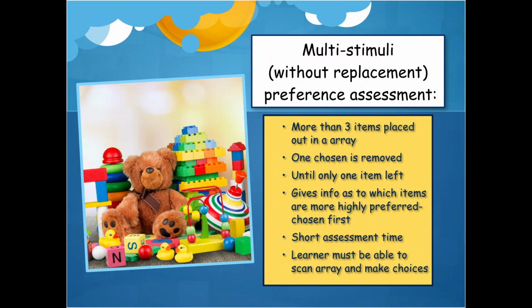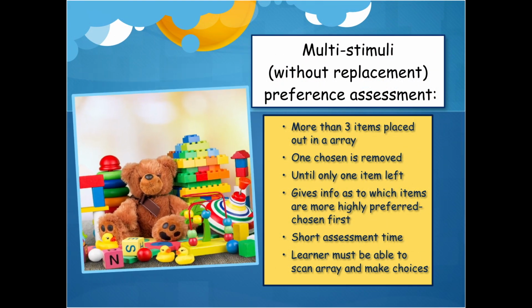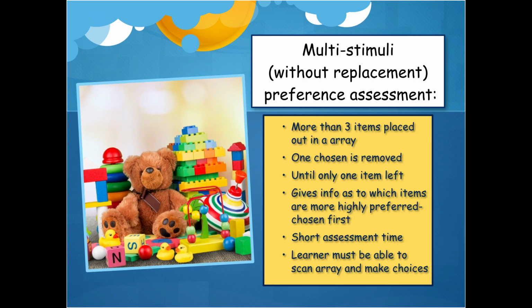And finally, we have multi-stimuli. I like to do without replacement preference assessments. You place more than three items out. Every time one is chosen, we remove that item from the array. It lets you know the ranking order the child prefers the items. It's good to do this one, especially in a clinical setting.